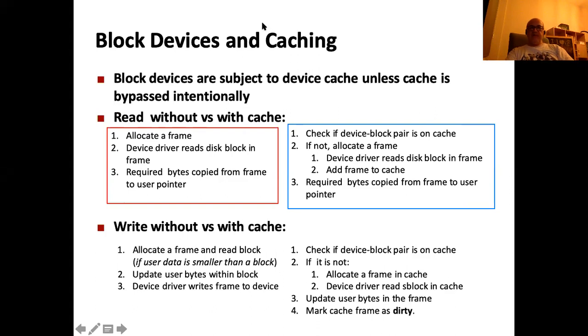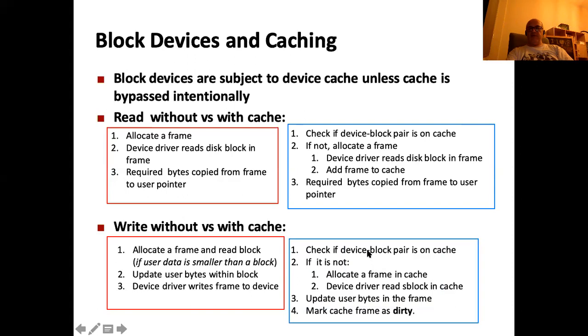Let us look into the same case for write as well. In the write, we allocate a frame and read the block. So we are going to be updating the block, so we have to read it, if it is smaller than a block. Otherwise we don't have to read it actually. If it is a full block size, we don't have to read it. Then update user bytes within that block and tell device driver to write the content of the block back to the device. So read, update, write. In the cached version, it is similar.